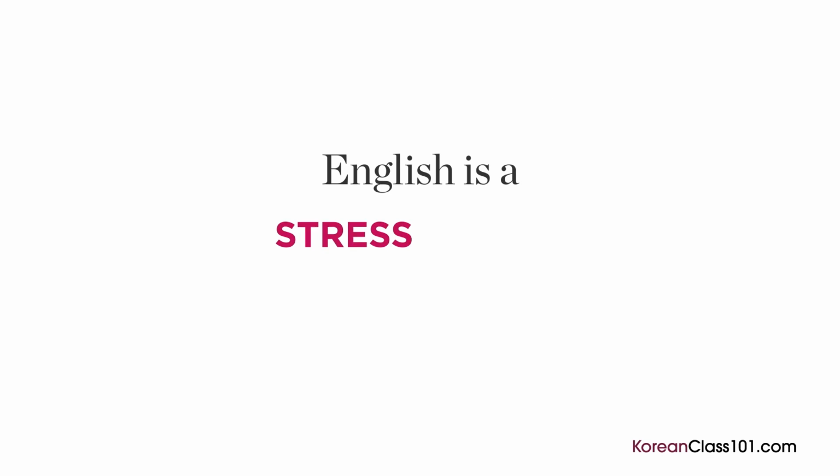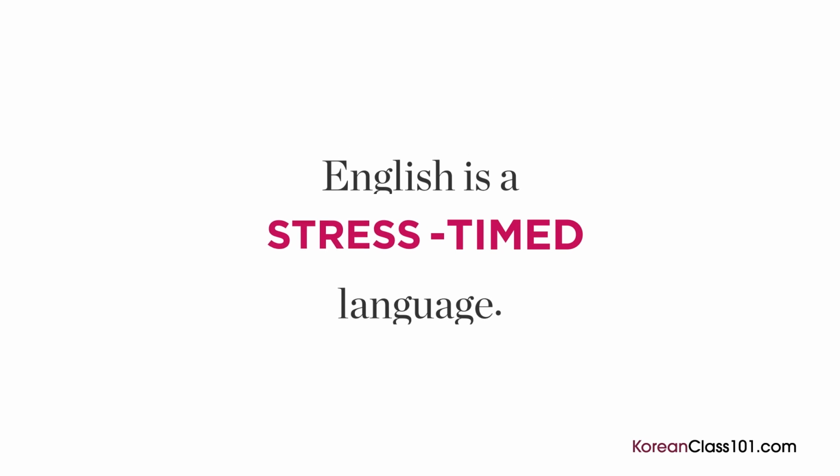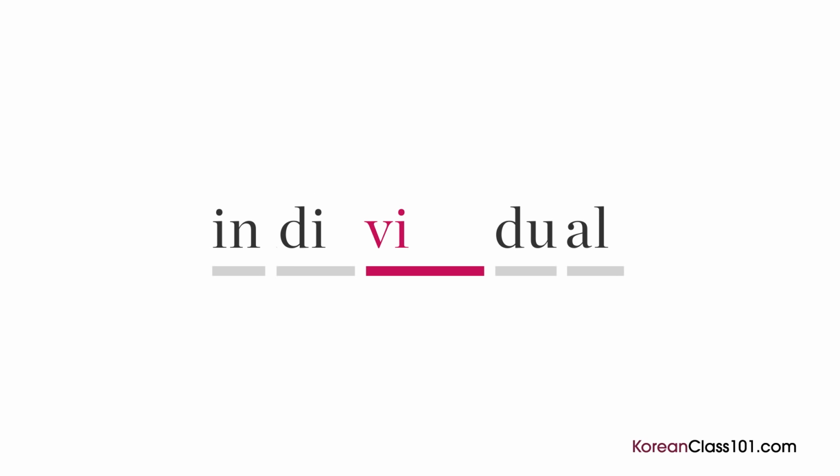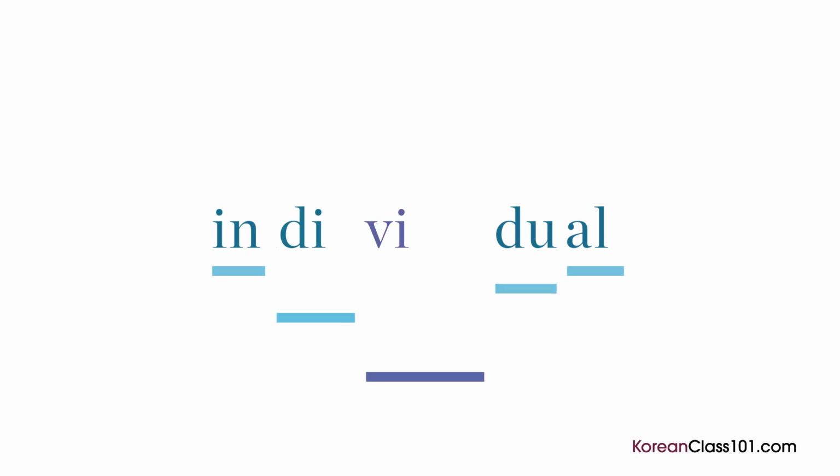English, on the other hand, is a stress-timed language. Syllables that are stressed are valued greater than syllables that are unstressed. Individual. The stressed syllable vi in individual is deemed more important, so it's pronounced longer than all other syllables. Listen to it again. Individual. This gives English a Morse code-like rhythm, where the pace is sometimes fast and at other times slow.